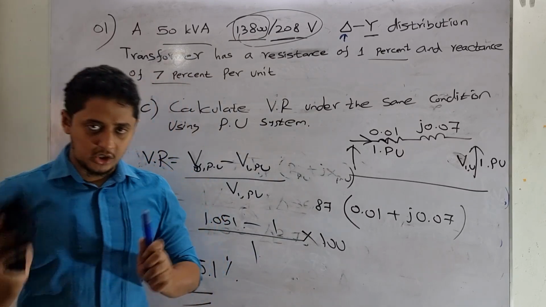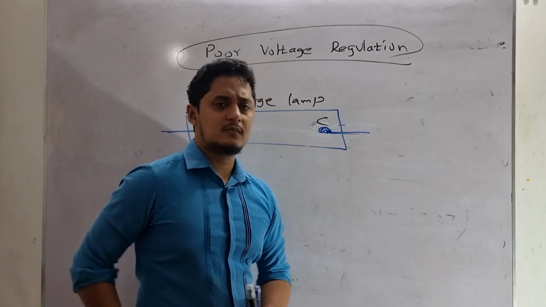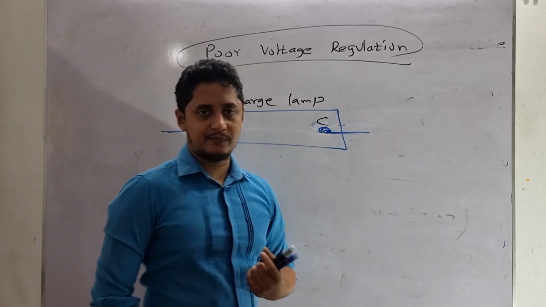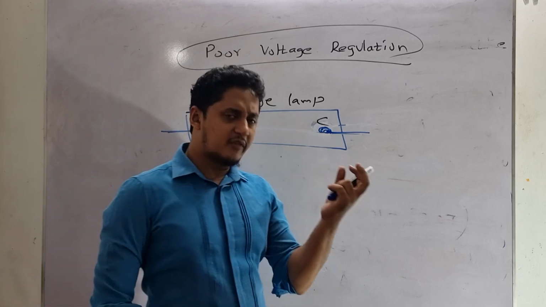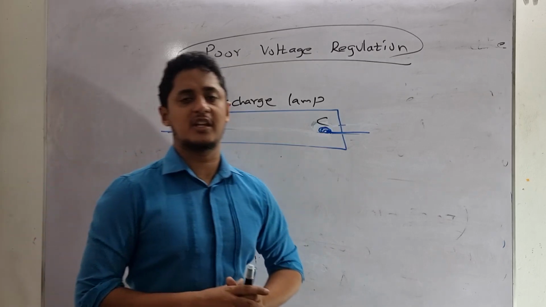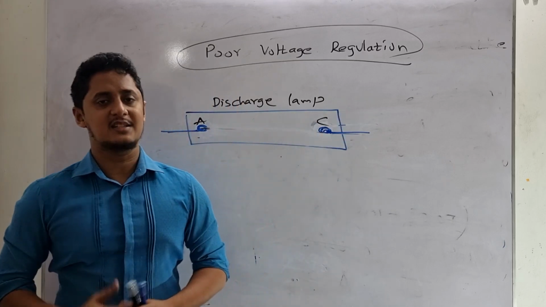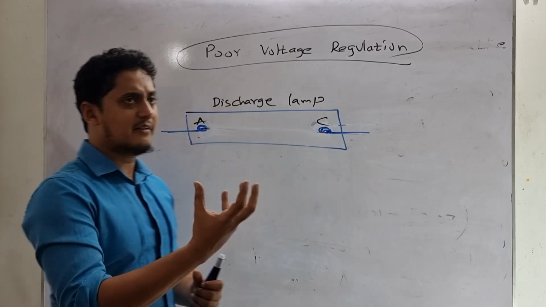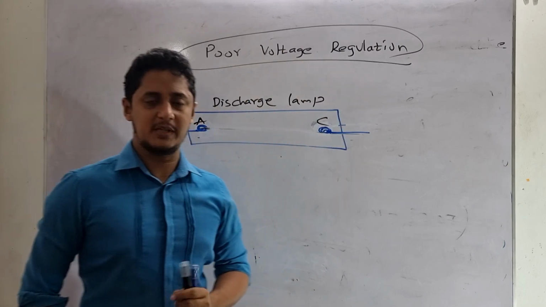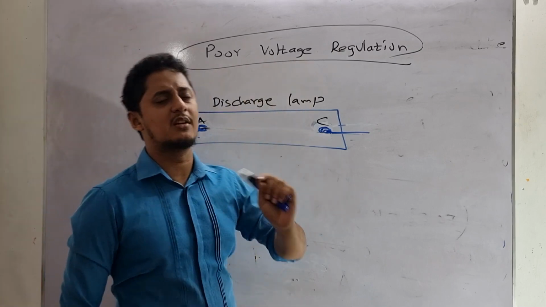So we can calculate the voltage regulation using per unit or using actual values. Normally, when we use a transformer, we are expecting a good voltage regulation transformer. But in some exceptional cases, we have to prefer a poor voltage regulation transformer. That means in some cases there are benefits of a poor voltage regulation transformer.